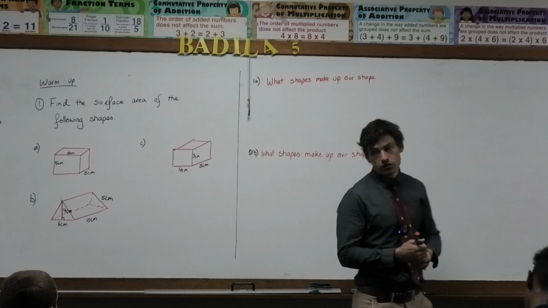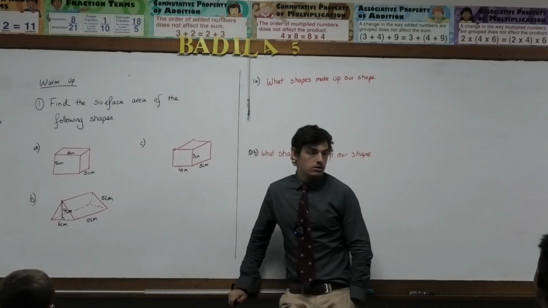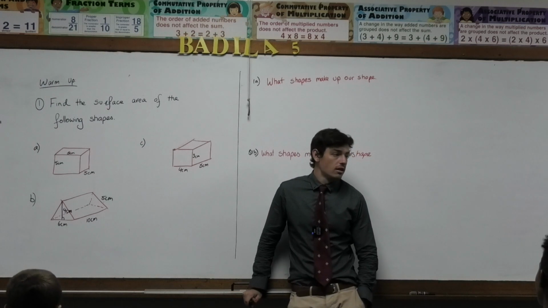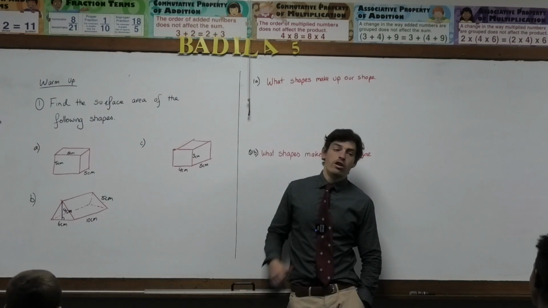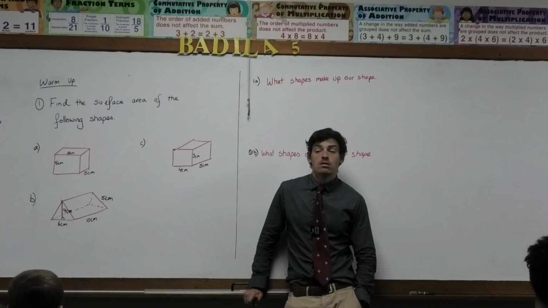The first thing that we have to do is, having a good understanding of nets helps, but it's always good to say, what have we got? What shape are we dealing with here? What do I know about that? So what do I know about the first shape? What is it, first of all? It's a cube.